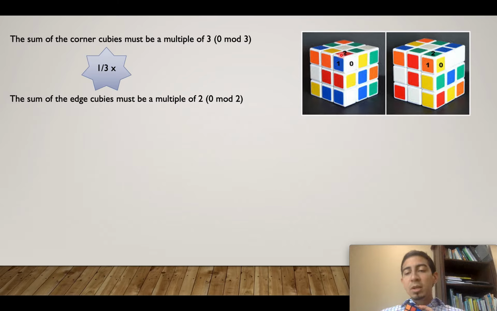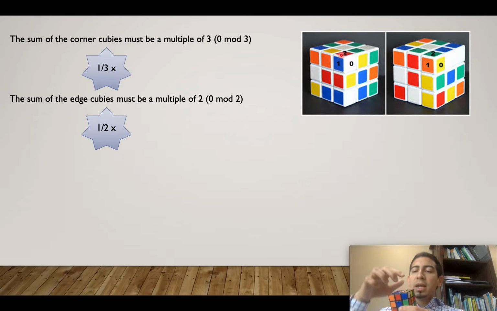You can do a similar argument for the edges. So if you label the edges in the solved position, you're going to get the four edges on the top, the four edges on the bottom, and then the two faces of the edges on the right and the two faces of the edges on the left. You label them as 0 in the solved position. And you look at those 12 faces. It doesn't matter what move you make, their sum is always 0 mod 2.